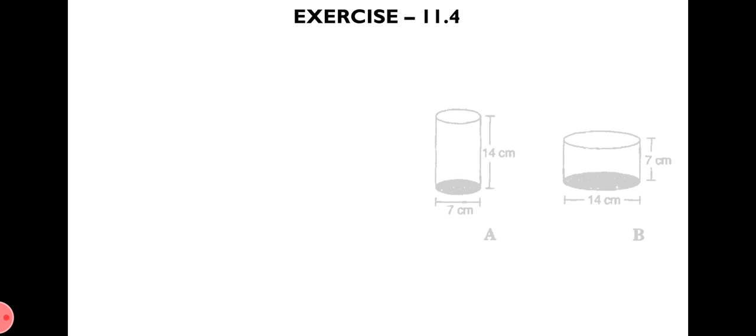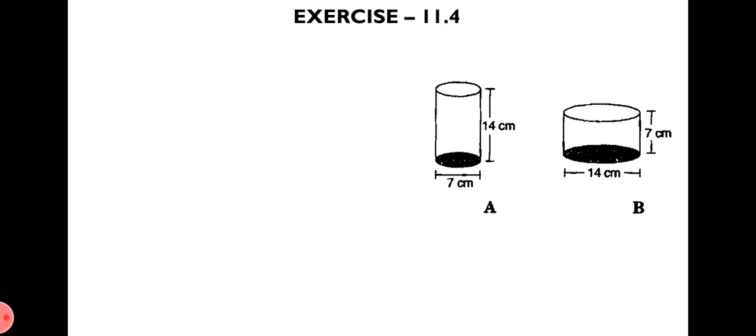Okay, so here you have to solve 3 different questions. That is, 2 cylinders A and B are given with different dimensions. You have to find out without calculation which cylinder has a greater volume. Then you will cross check the same by finding out the volume using the formula. And the third, you will cross check whether the cylinder having the greater volume also has the greater surface area or not. Now let's solve that.